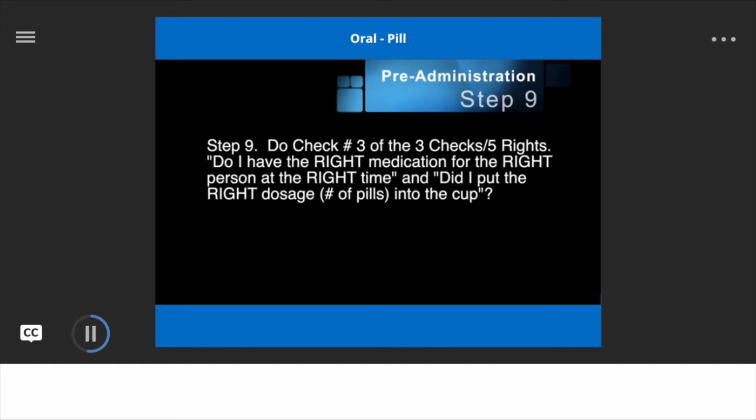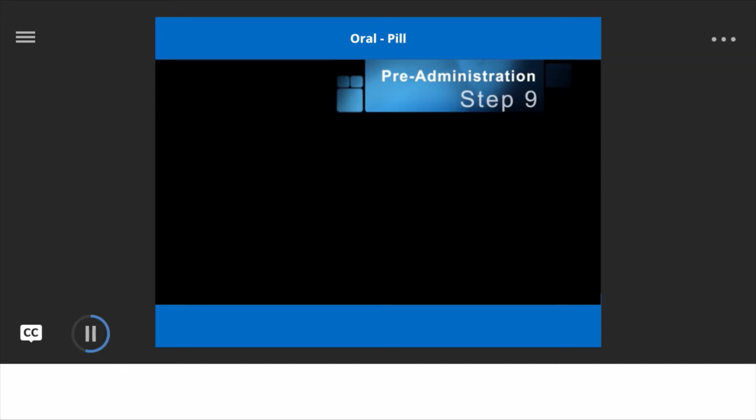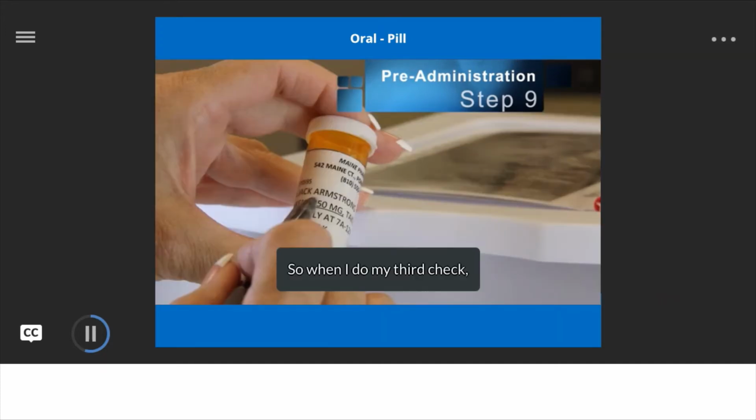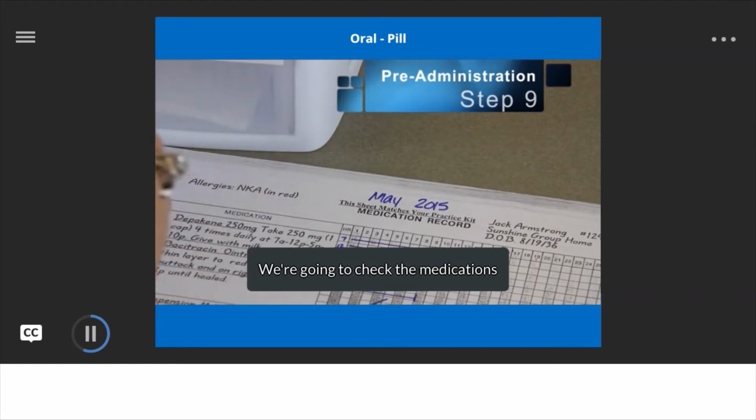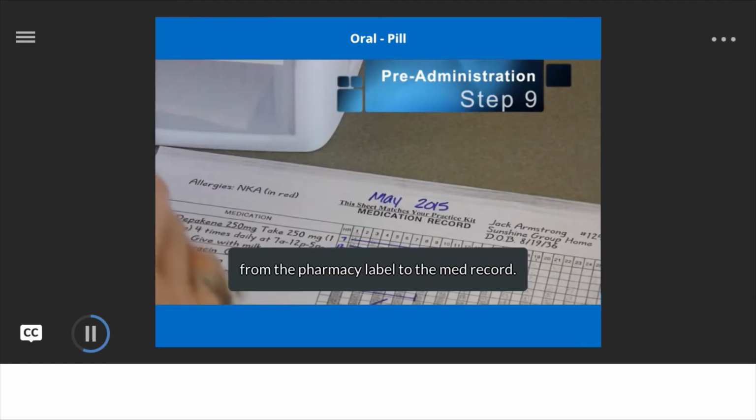Step 9. Do check number 3 of the 3 checks of the 5 rights. Do I have the right medication for the right person at the right time, and did I put the right dosage? So when I do my third check, we're going to check first by checking the name of the individual from the pharmacy label to the med record. We're going to check the medications from the pharmacy label to the med record.